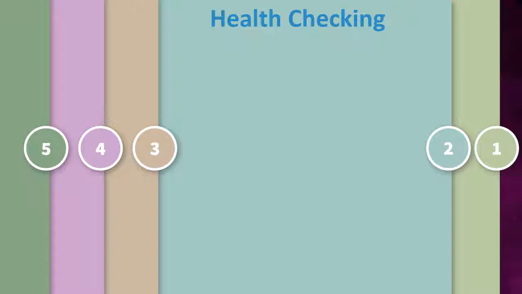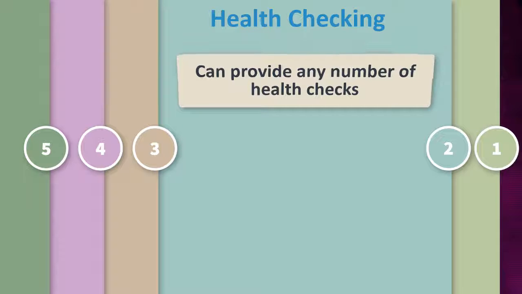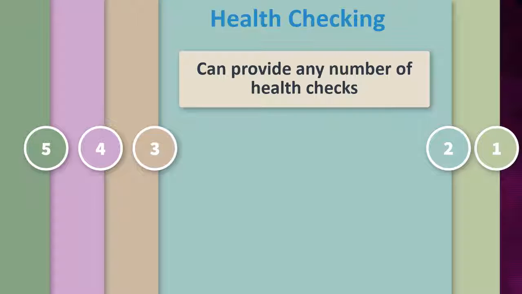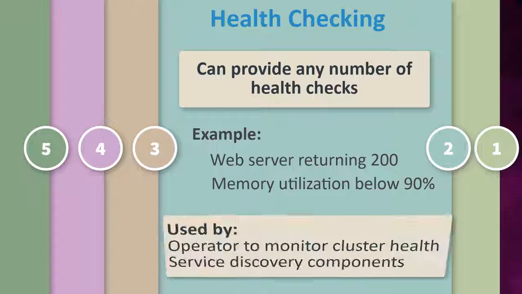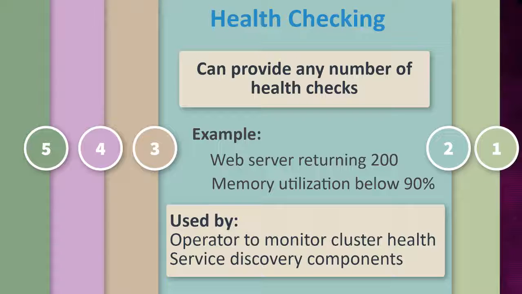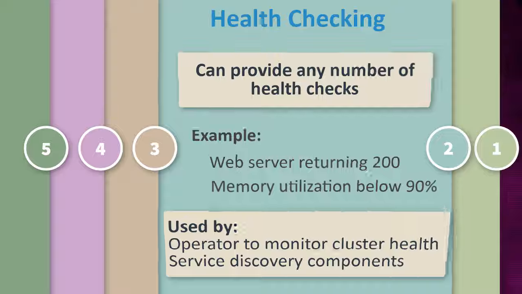The next is health checking. DHMS clients can provide any number of health checks, either associated with a given service, for example, is the web server returning 200 OK? Or with the local node, is memory utilization below 90%? This information can be used by an operator to monitor cluster health, and is used by the service discovery components to route traffic away from unhealthy hosts.